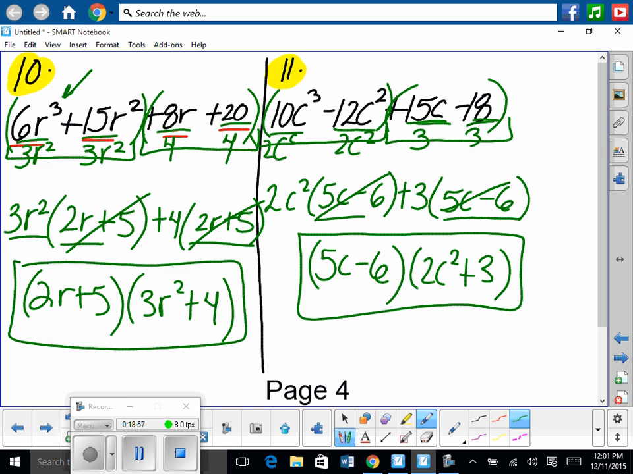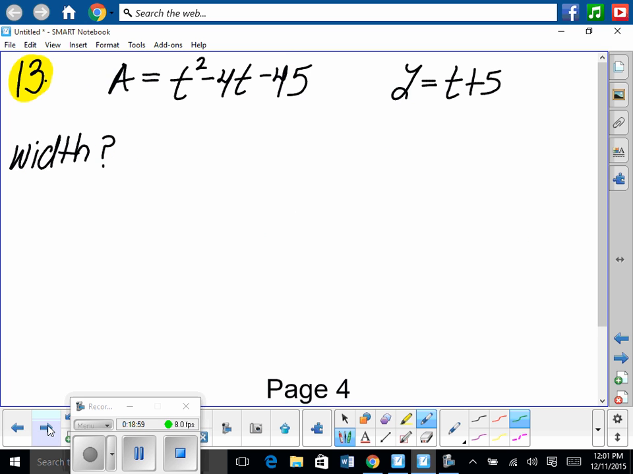And we are right there. Okay, number 13. We're given the area is equal to t squared minus 4t minus 45. We're given the length is t plus 5. What's the width? So we know area is equal to length times width.